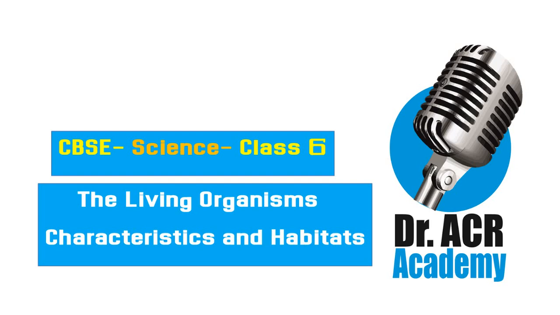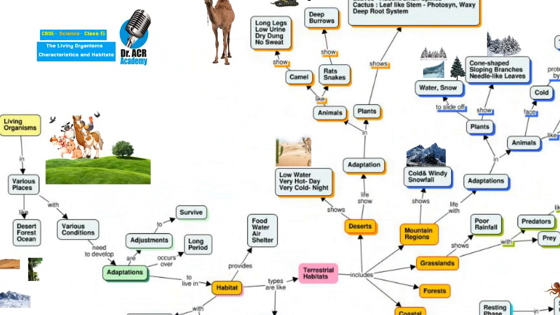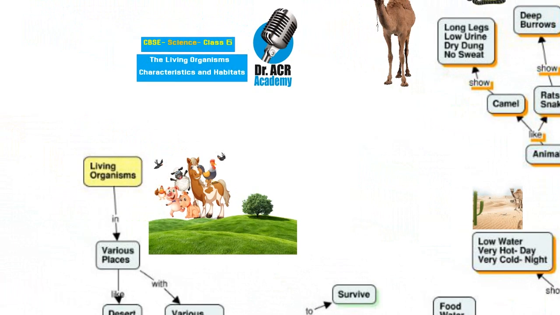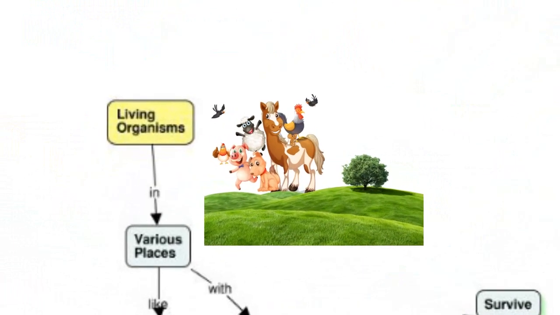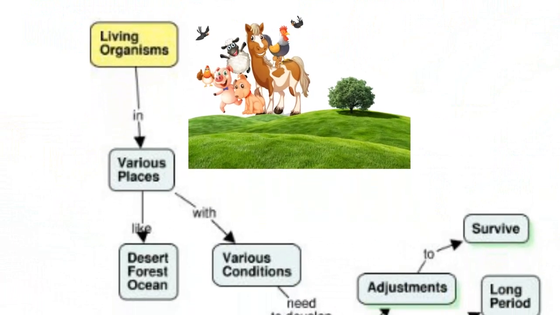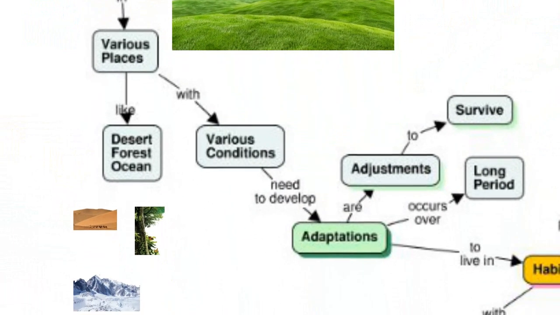Today we are going to learn about the CBSE 6th class Science, the living organisms, characteristics and habitats. So now we are going to discuss the chapter in the form of a concept map. Living organisms live in various places like deserts, forests and oceans.